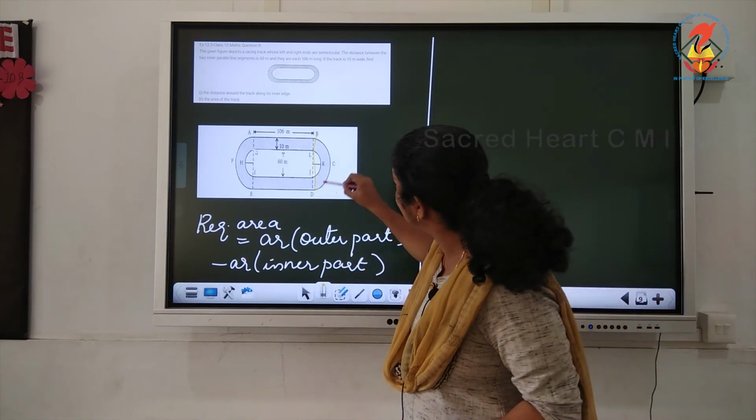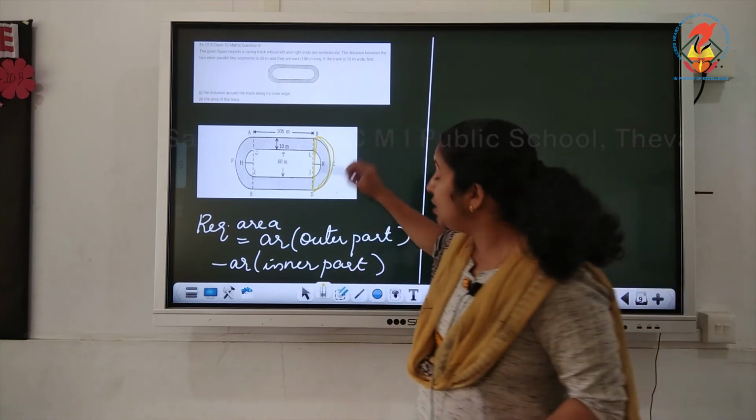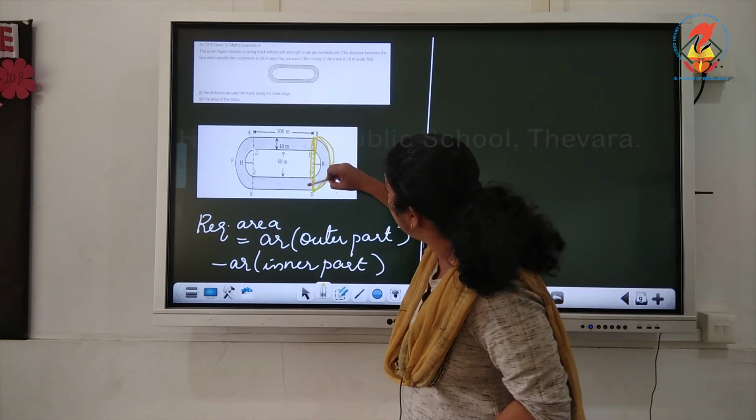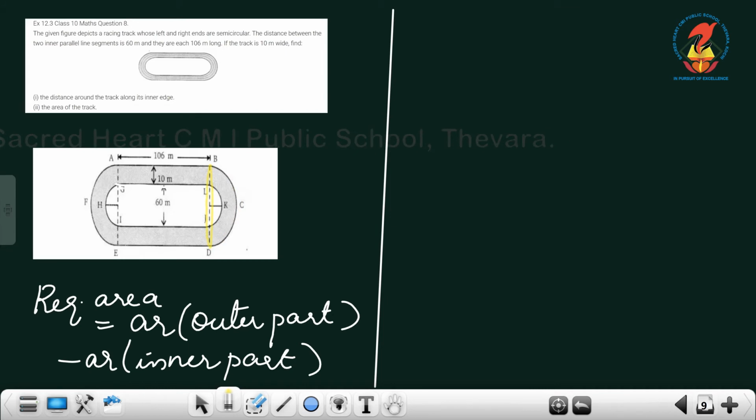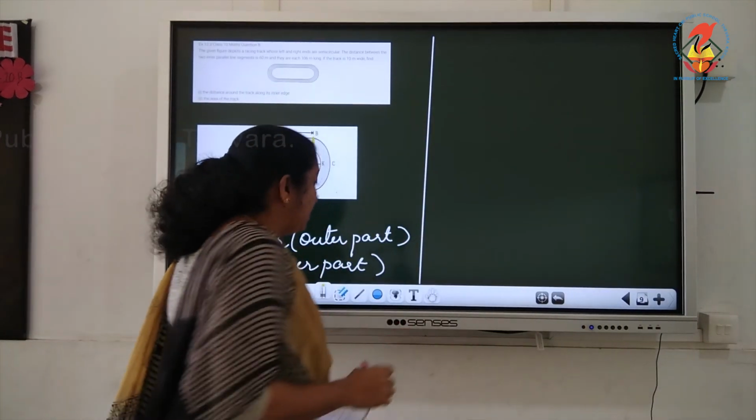Then what about this? It is a semicircular region. What is the radius? What is the diameter? Diameter is this full BD. BD is again 80. So, the radius is 40. So, we are finding one by one.